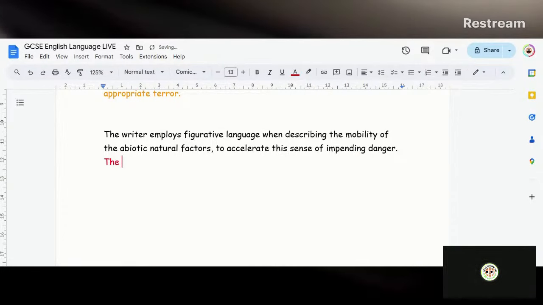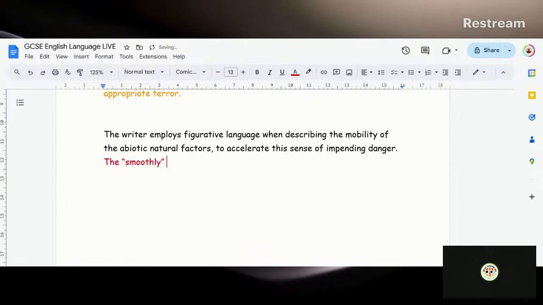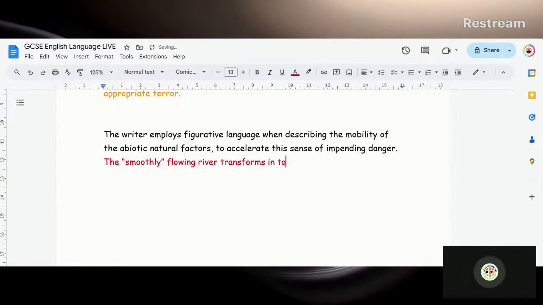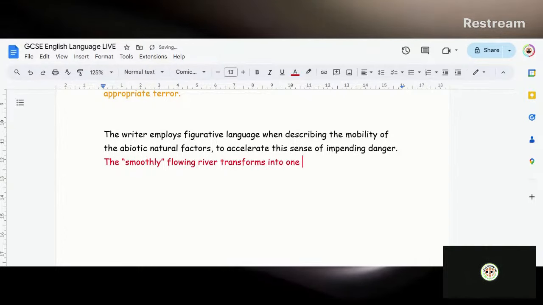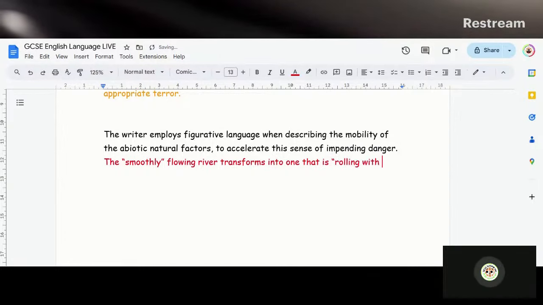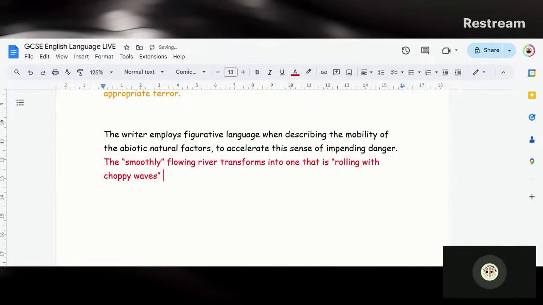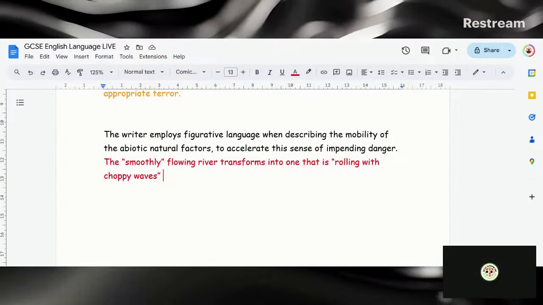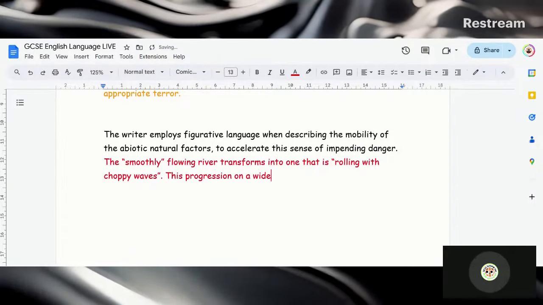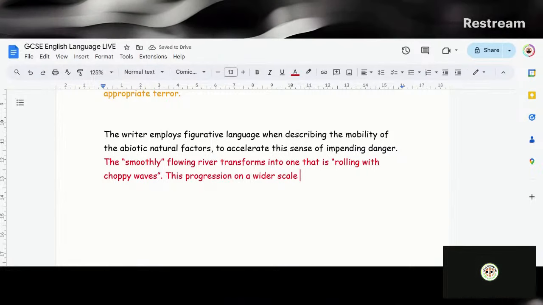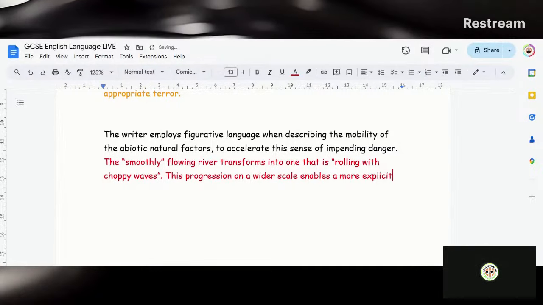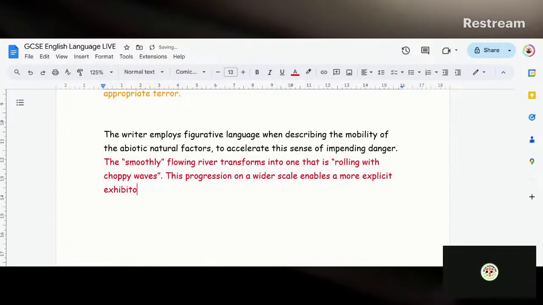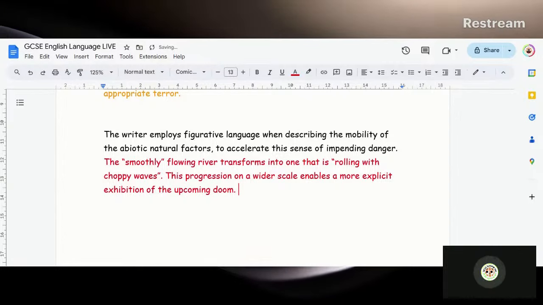So we're going to say, the smoothly flowing river transforms into one that is rolling with choppy waves. So you can do that technique of using a sentence to link together quotes, which are all across the text, to highlight the contrast. This progression on a wider scale enables a more explicit exhibition of the upcoming doom and danger that's found there.